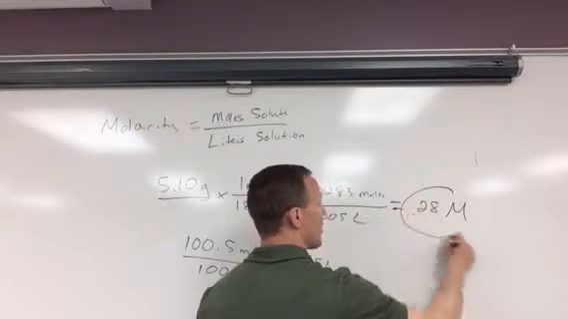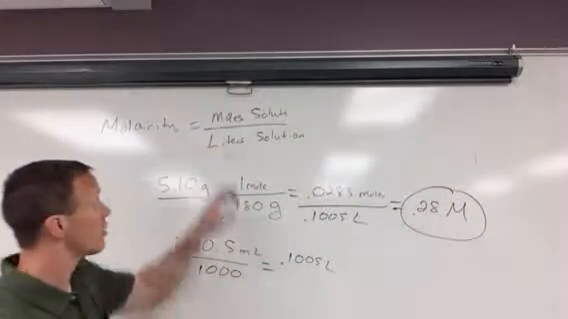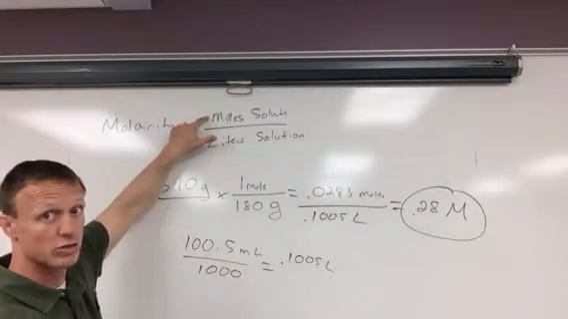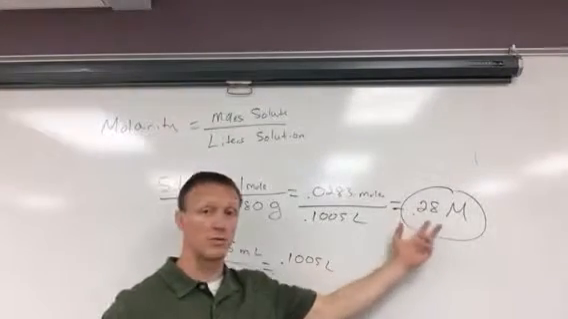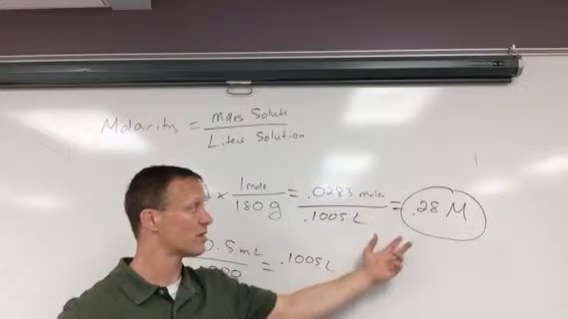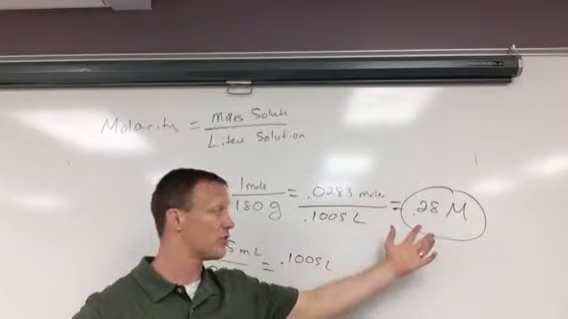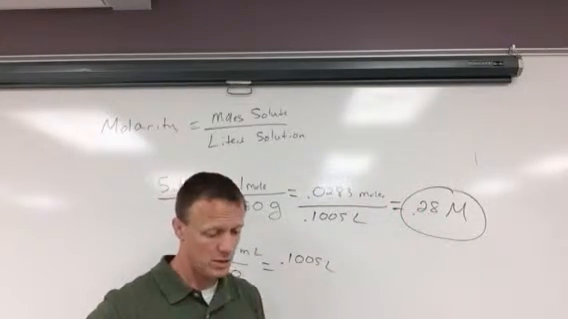You can just put a big M. That means molar solution. In other words, there's 0.28 moles of solute, glucose, for every 1 liter of solution. So if you had 2 liters of this solution, it'd be double the number of moles, it'd be 0.56. If you had a half a liter solution, you'd have 0.14 total moles in there.